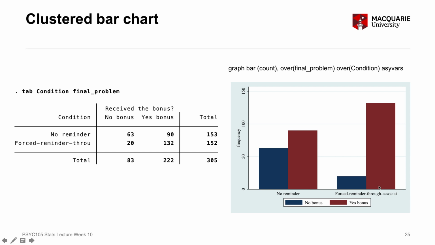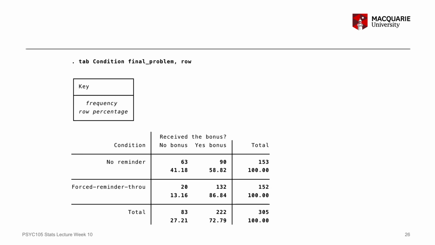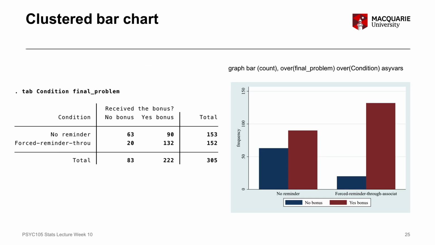In the forced reminder through association condition, many more people did get the bonus, the red bar, compared to didn't get the bonus, the blue bar. And so that's essentially representing the fact that it looks like there's an association between these two variables. It looks like the condition that you're in changes the likelihood of getting the bonus. It looks like people who were in the reminder condition were more likely to get the bonus compared to people who weren't in the reminder condition.